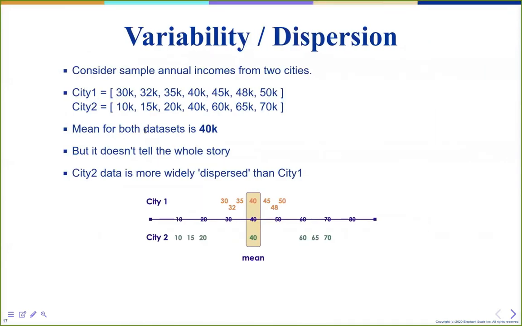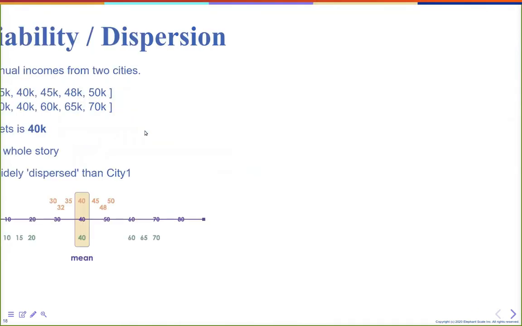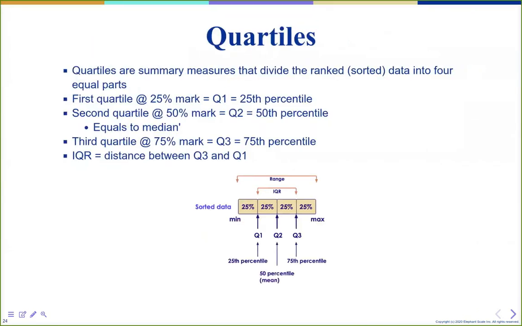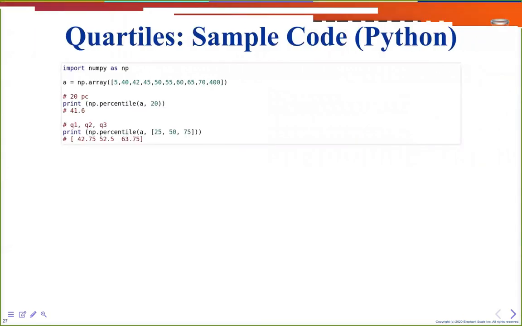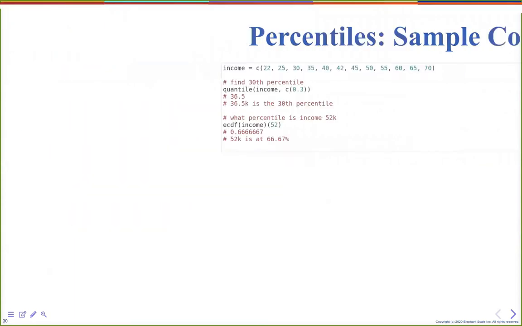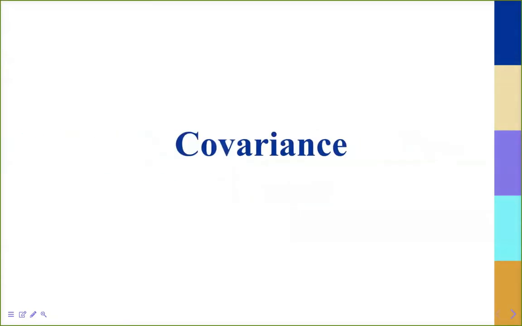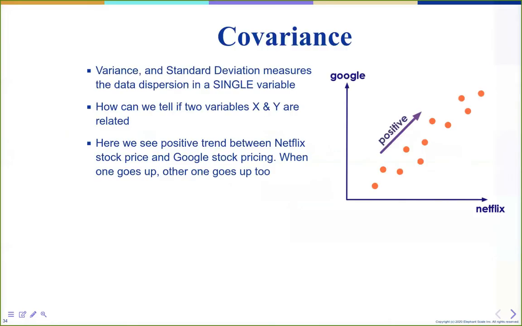All right, let me skip this real quick, because I want to zip through this one a little bit. I want to show you how to compare two data points. So far we looked at only one variable, like salary. What if I had two columns or two variables I want to compare?